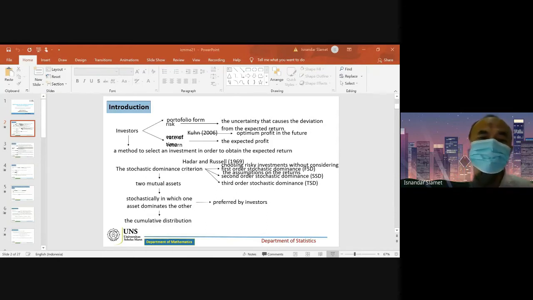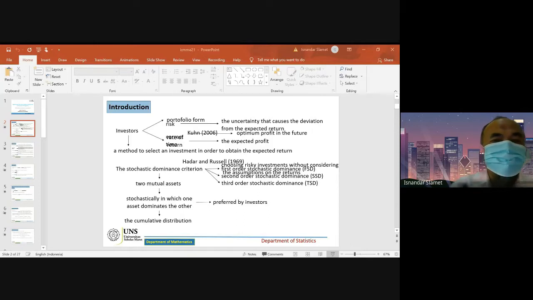There are many criteria. One of them is the stochastic dominance criterion, in which, between two mutually exclusive assets, one asset stochastically dominates the other. The asset that stochastically dominates the other is preferred by investors. There are three stochastic dominances: first order dominance, second order dominance, and third order dominance.